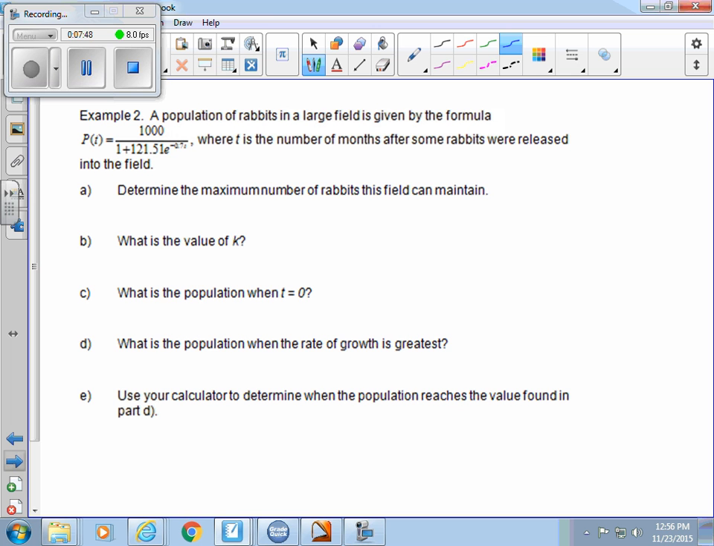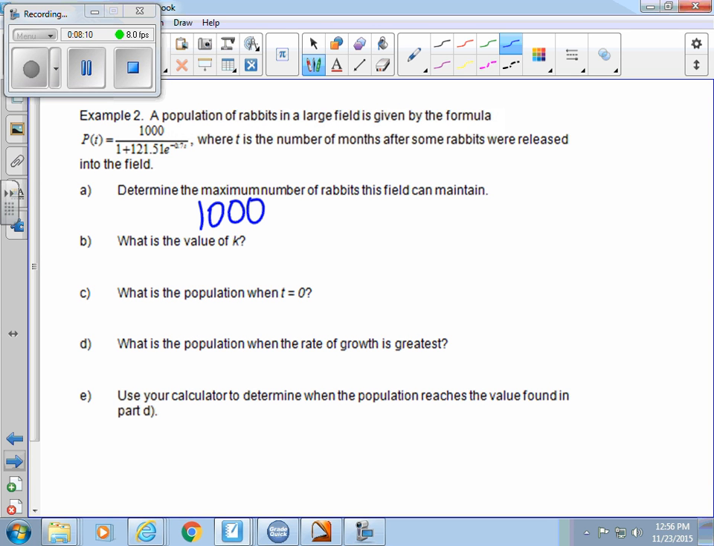This problem is designed for us to just work with the formula and see what we can dig out from the formula. What is the value of k? So let's look at the formula. Where would we even find k in the formula? It's e to the negative lkt.